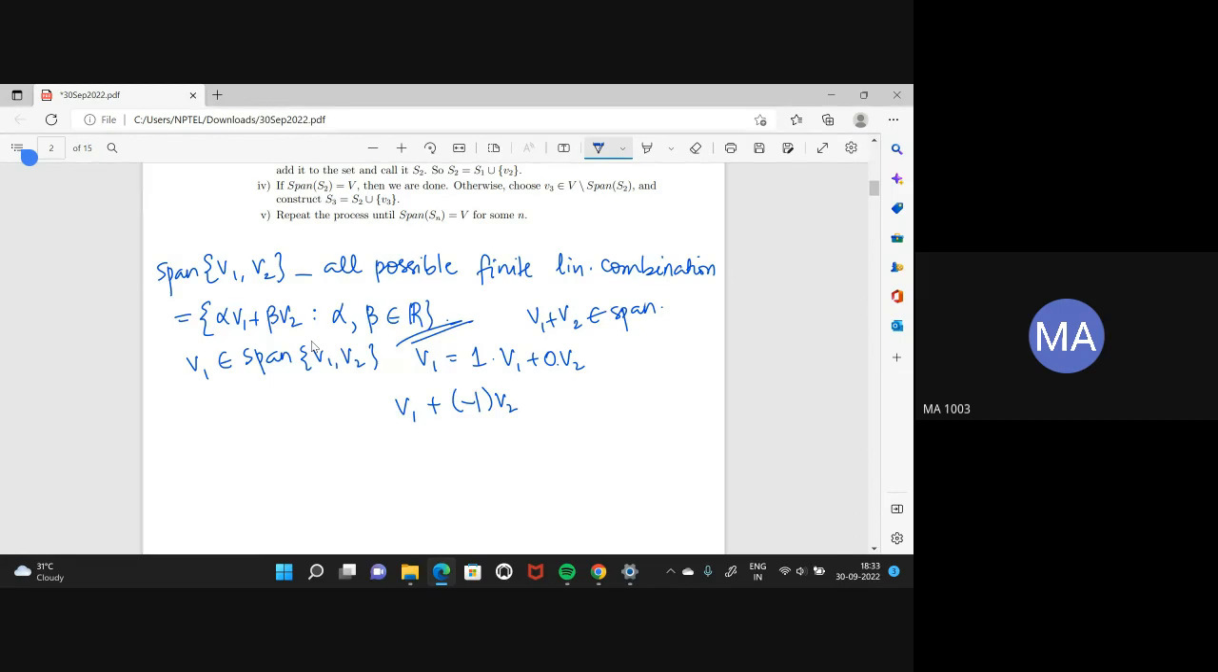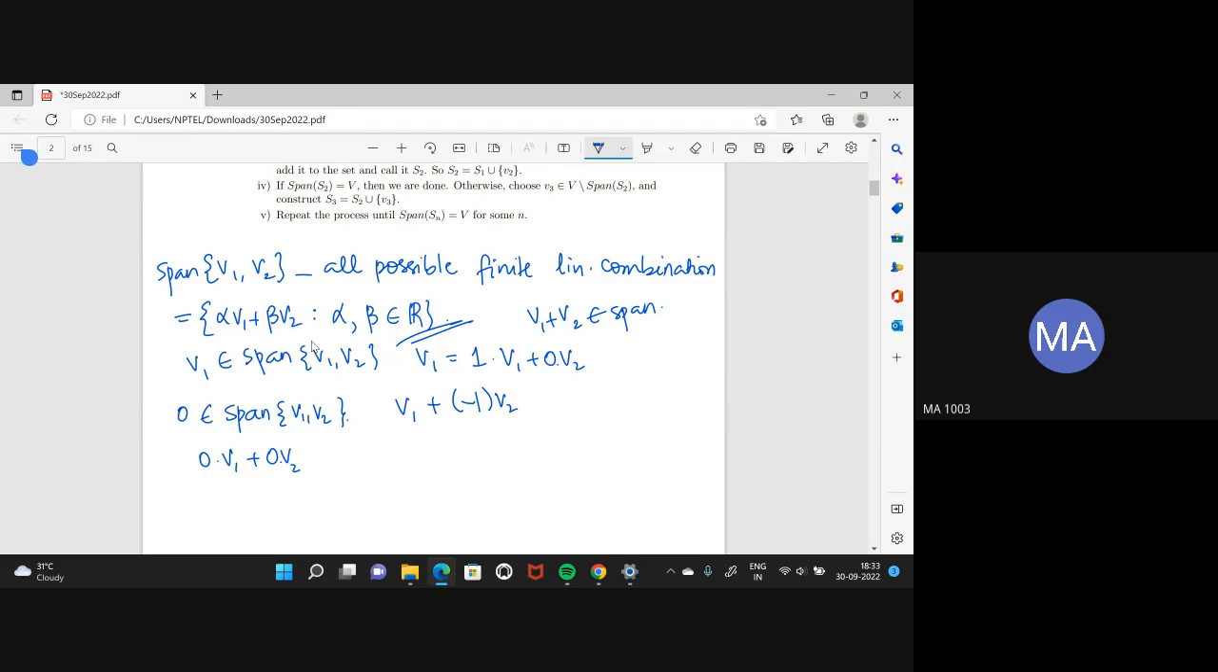Does 0 belong to the span of V1, V2? Yes, ma'am. How does it belong? Alpha and beta: 0 V1 plus 0 V2. You'll take alpha and beta to be 0. That's all. 0 V1 plus 0 V2. So 0 always belongs to the span of any set.